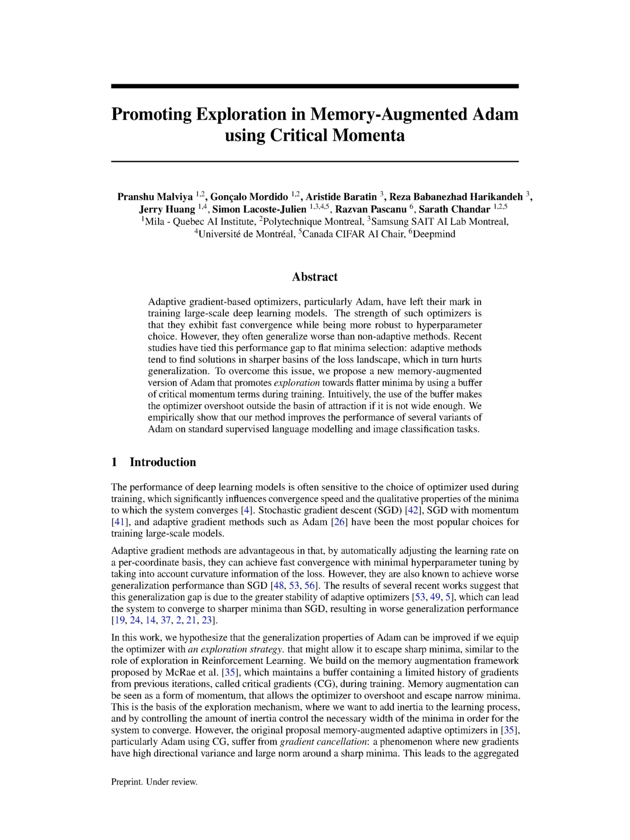We build on a previously proposed framework that uses a buffer to store a limited history of gradients from previous iterations, known as critical gradients, CG, during training. This method can be seen as a form of momentum that allows the optimizer to overshoot and escape narrow minima. However, the original proposal for memory-augmented adaptive optimizers, particularly ADAM using CG, has a problem known as gradient cancellation. This occurs when new gradients have high directional variance and large norm around a sharp minima, causing the aggregated gradient over the buffer to vanish and preventing the optimizer from escaping the sharp minima.